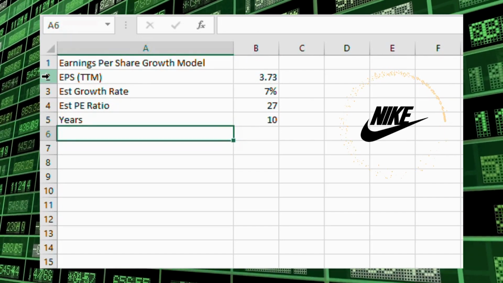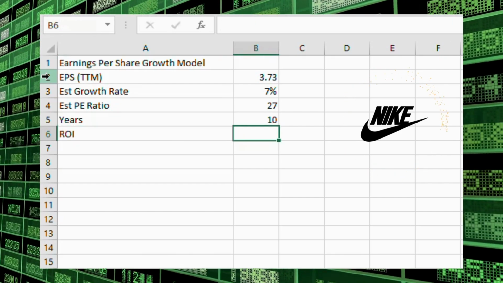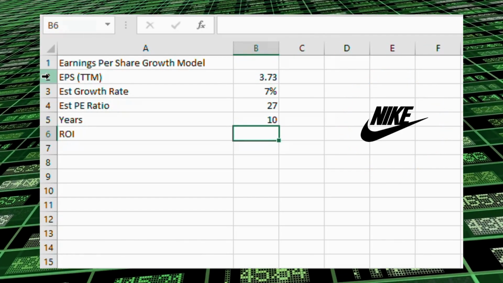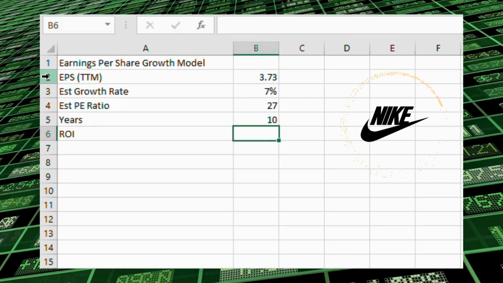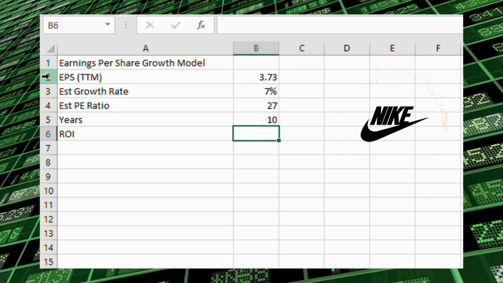Step 6. In A6, label this as return on investment. The ROI measures how much you expect your investment to grow annually over a given period. Essentially, it tells you the compound annual return you would achieve if you bought the stock today and sold it at the future stock price. In B6 we will add 8%.